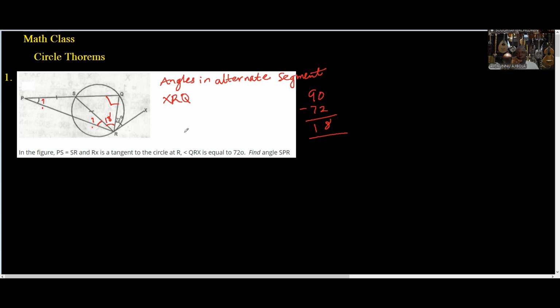Sum of angles in a triangle equals 180. So it's going to be 90 plus 18 equals 180. So this place will be 72, sir. This place will be 72, right? 72. Okay. So angle on a straight line equals 180. So it's going to be 180 minus 72. This place will now be what? 108. Okay.